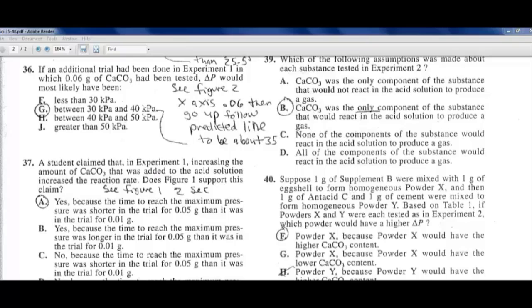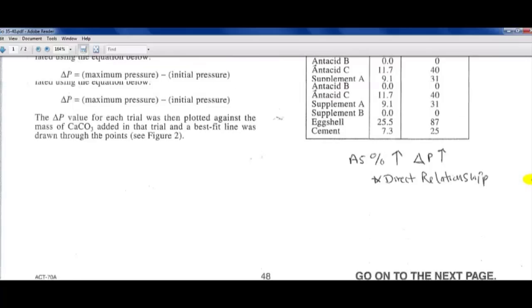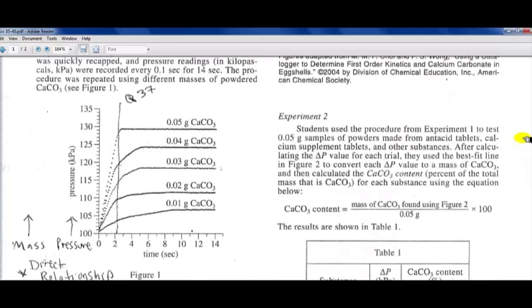Test 70A, Science Practice Problem number 36. Number 36 states, if an additional trial had been done in Experiment 1 in which 0.06 grams of CaCO3 had been tested, delta P would most likely have been what? First things first, let's go up to Experiment 1. We're going to take our new information, which is 0.06, and plug that into Figure 2. Figure 2 is under Experiment 1, 0.06, and predict the new value.